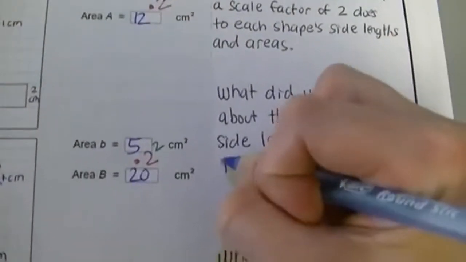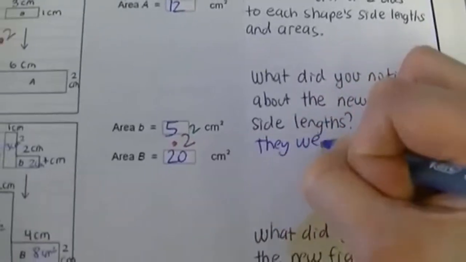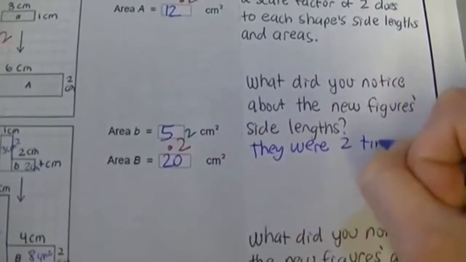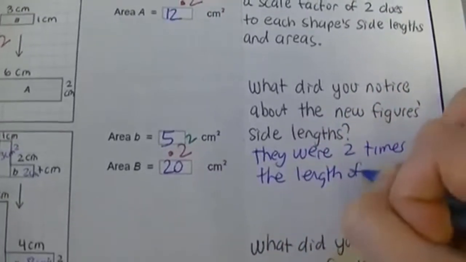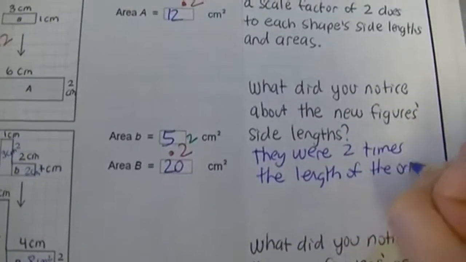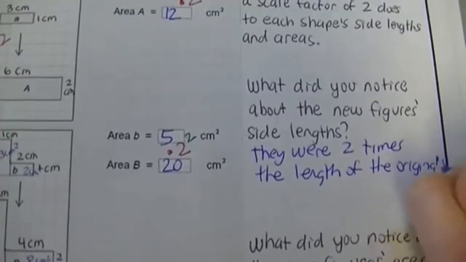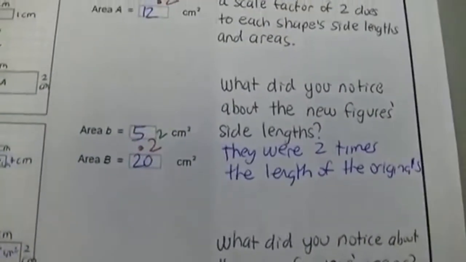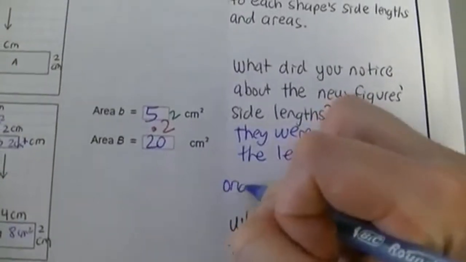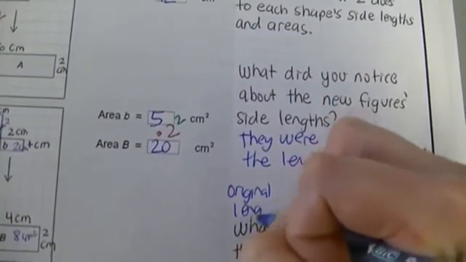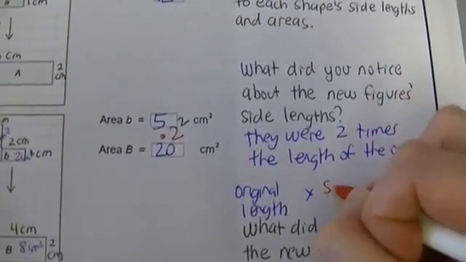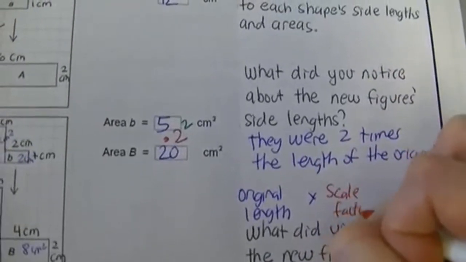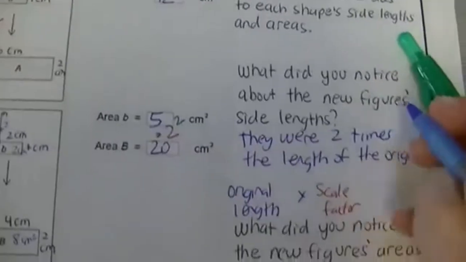Oops, I'm trying to color code it so it helps your learning. They were 2 times the length of the original sides. Okay, so basically we took that original length and we multiplied it by the scale factor, which was 2, and that would give us the new lengths.